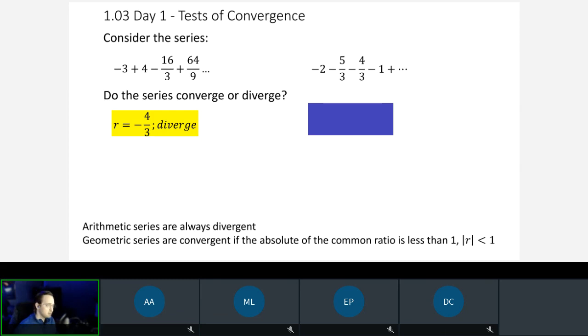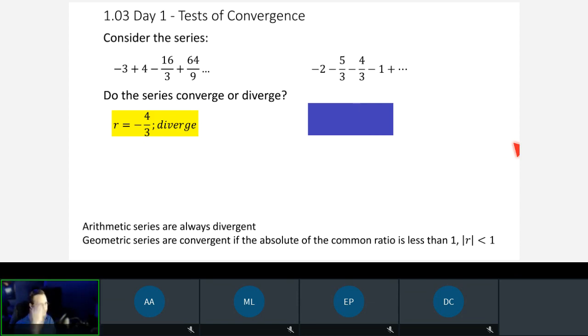Okay. If it's arithmetic, what is the common difference? 1/3. We are adding 1/3 every single time. You are correct. So to do that, negative 5/3 minus -2 is positive 1/3. Negative 4/3 minus negative 5/3 is also positive 1/3. That's why you always want to check at least 2 or 3 to make sure.